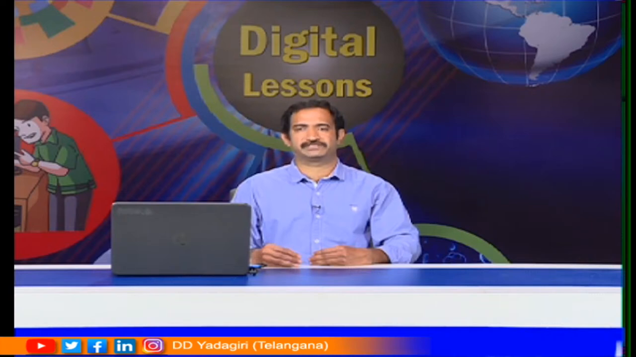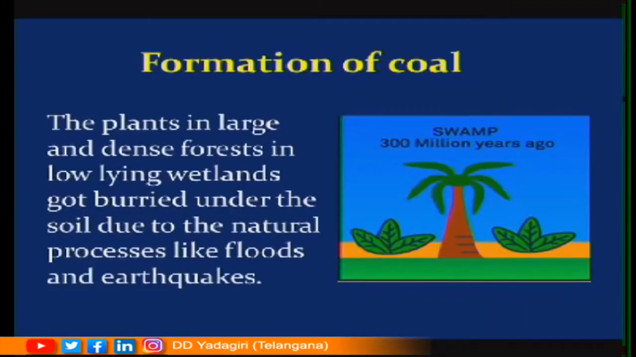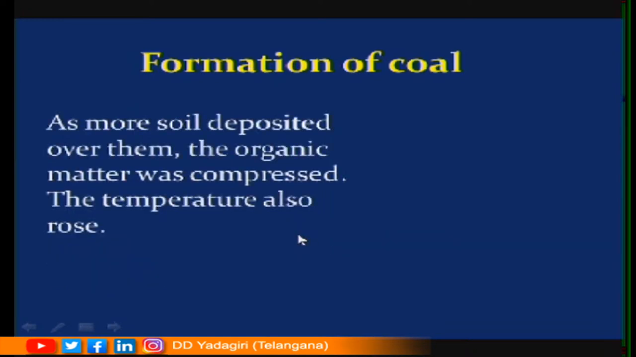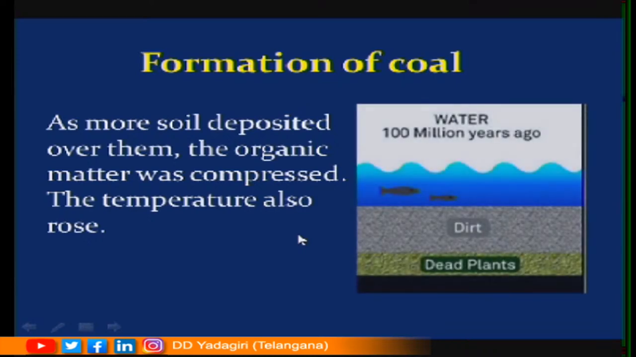Now, due to high pressure and heat developed from the surface to the lower levels, the slow formation of these dead materials will be converted into coal. Now, we will see that process. It is the picture of 300 million years ago, when there was a plantation on the surface of the earth. As more soil deposited over them, the organic matter was compressed and the temperature also rose. Here, dead plants are going down and dirt is settling on top.